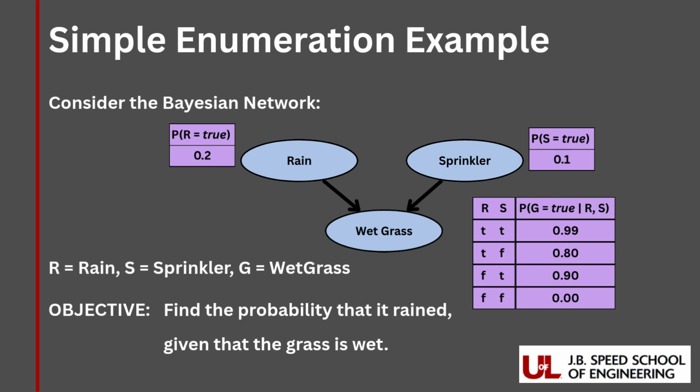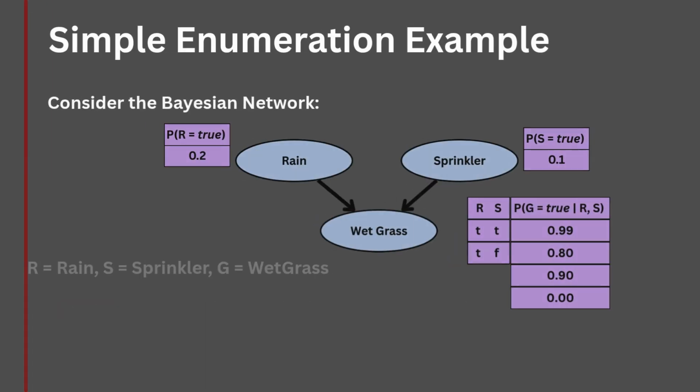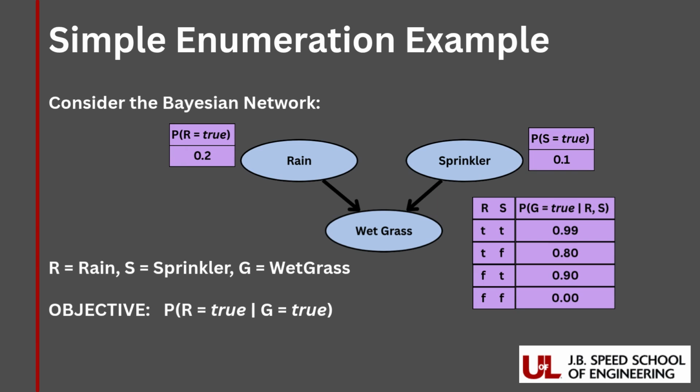And if the sprinklers went off but it didn't rain, we'll say there's a 90% chance the grass is wet. And then if neither of these occurred, then the grass is not wet. Okay, so our algorithm is going to be used to find the probability that it rained given that the grass is wet. So we know that the grass is wet, but we don't know if it rained or if there was a sprinkler or if either of those happened. So we're trying to find the probability that it rained, since all we know is that the grass is wet.